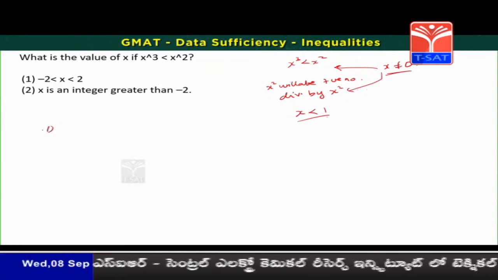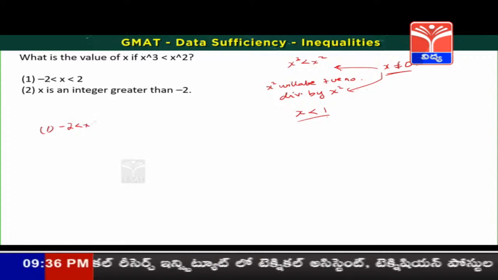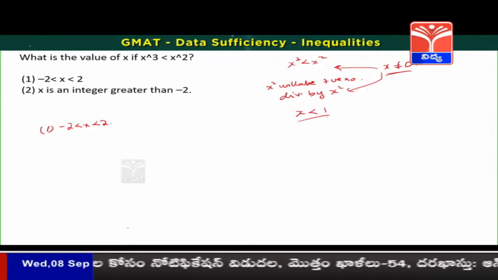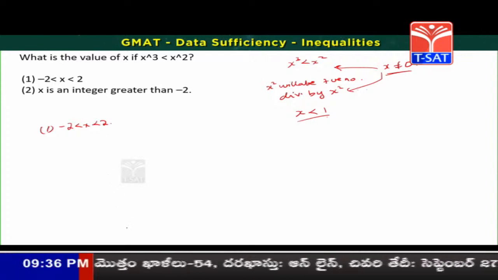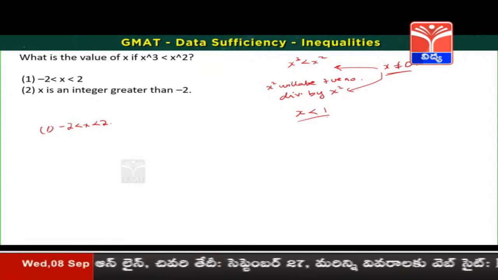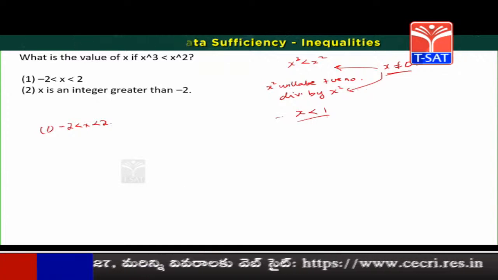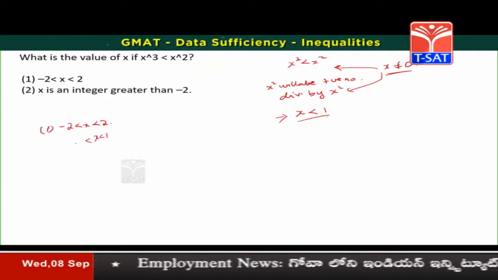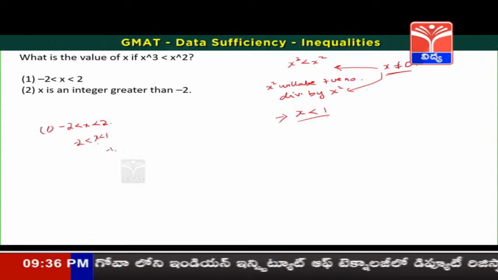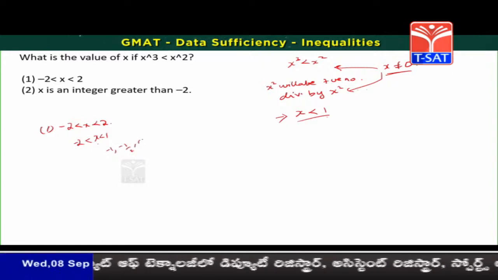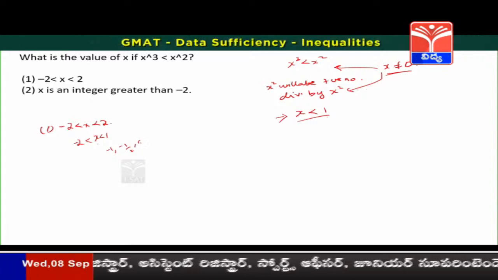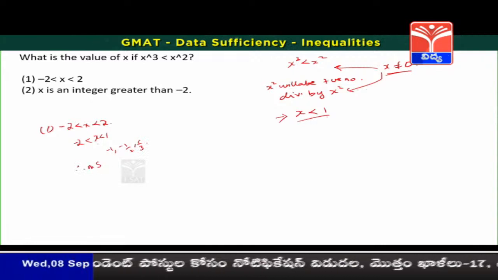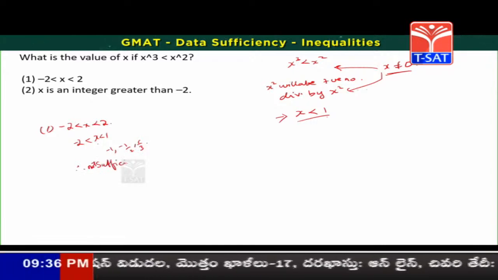So, statement 1 is telling us that minus 2 is less than x is less than 2. What does that mean? x can be anything from minus 2 to 2. Can you find the value of x from that? We know from the main question that x will be less than 1. So, x can be anything between 1 and minus 2. It can be minus 1, it can be minus half, it can be 1 by 3, it can be anything, but it cannot be 0. Therefore, this information is not sufficient to answer the question.